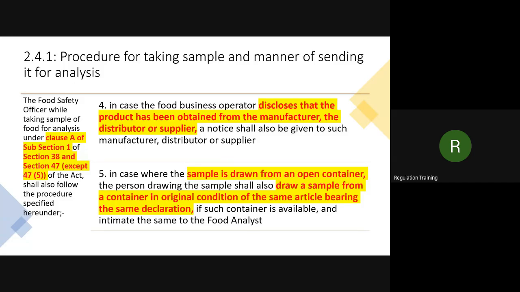Many things can be presumed, like mislabeling, misbranding, fraudulent activity. Many cases can be booked if they are not able to show the bill. So that's why the retailer and everyone should keep the bill.